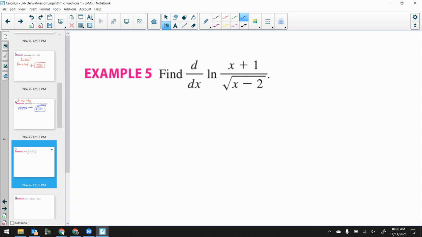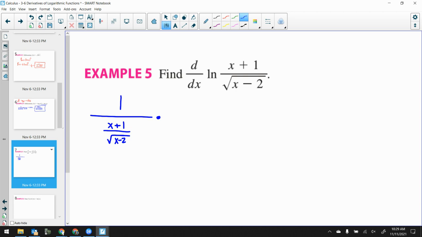All right, d over dx of ln of (x plus 1) over the square root of (x minus 2). Let's try this one now. Again, I'm going to apply the chain rule. So what I'm going to do is first take 1 over (x plus 1) over the square root of (x minus 2), because that's the derivative applied to the natural log, 1 over that thing, times the derivative of the inside.